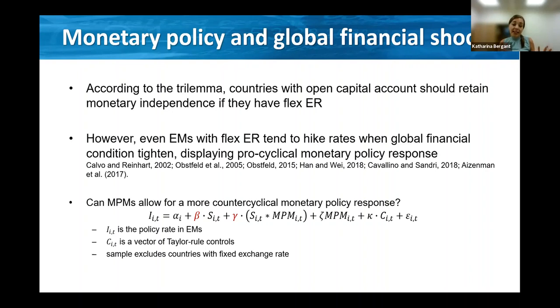So in this exercise, we will investigate if a higher level of macroprudential regulation can allow emerging markets to conduct a more counter-cyclical monetary policy in response to global financial shocks. The idea behind this hypothesis is that by creating a more resilient financial system, macroprudential policies can allow monetary policy to focus squarely on inflation and output, thus becoming more countercyclical. So here we use a similar regression framework. We regress the domestic policy rates in emerging markets on a set of global financial shocks. Again, the shocks are in the vector S, and include the US policy rate, the VIX, and net capital outflows, instrumented. And again, we interact this shock with the macroprudential measure that is in place at time T.